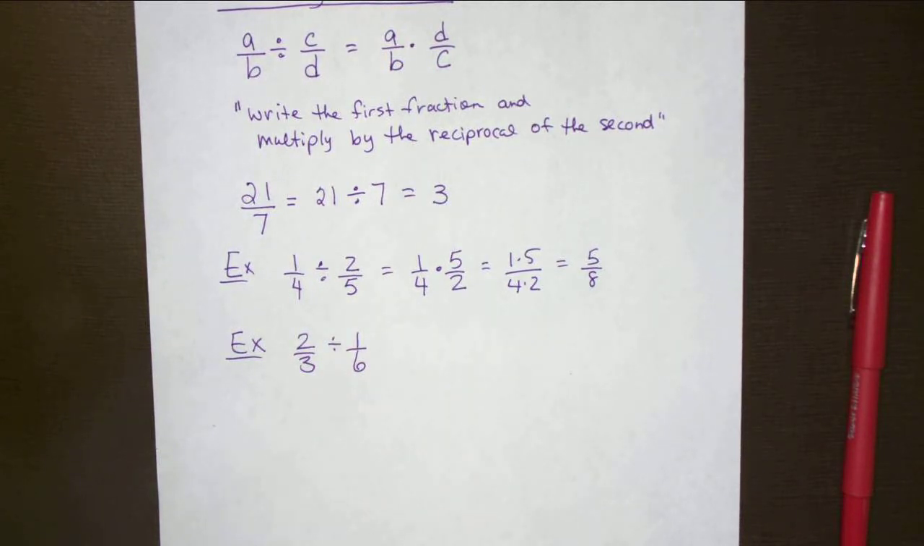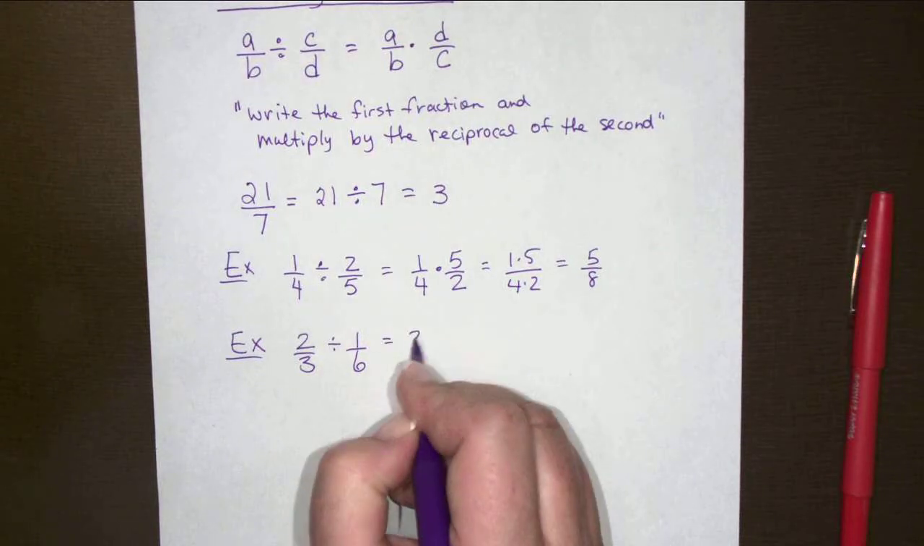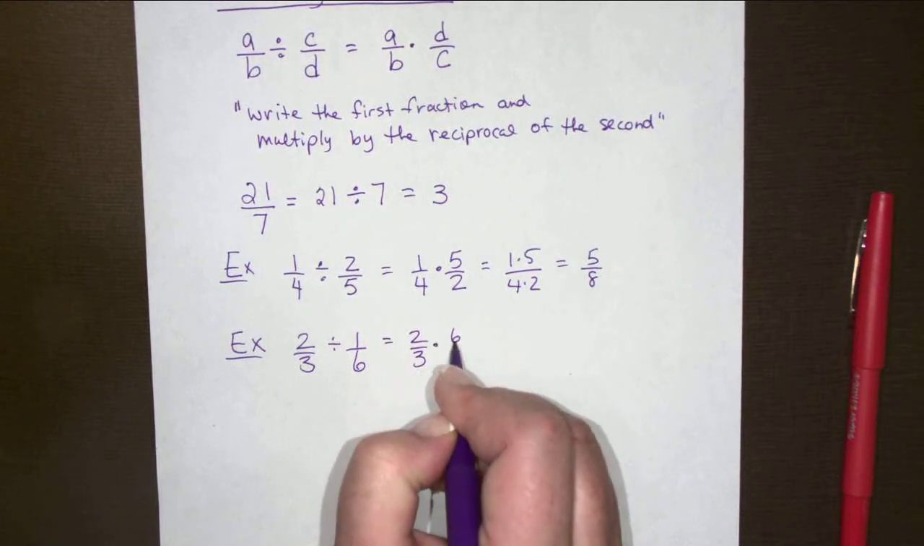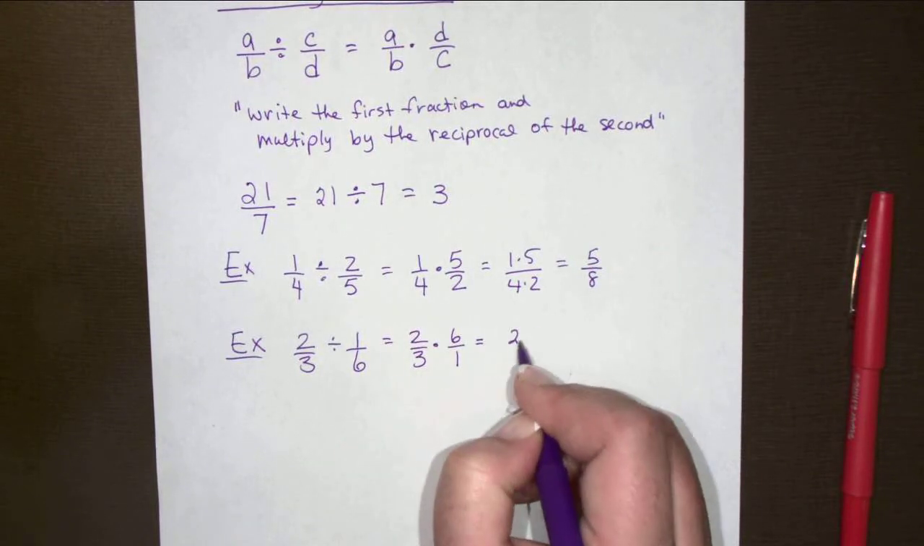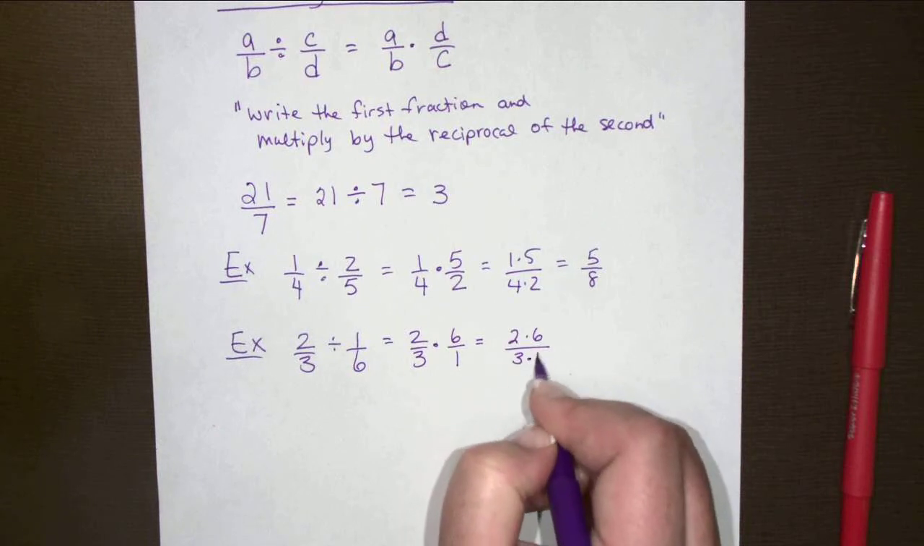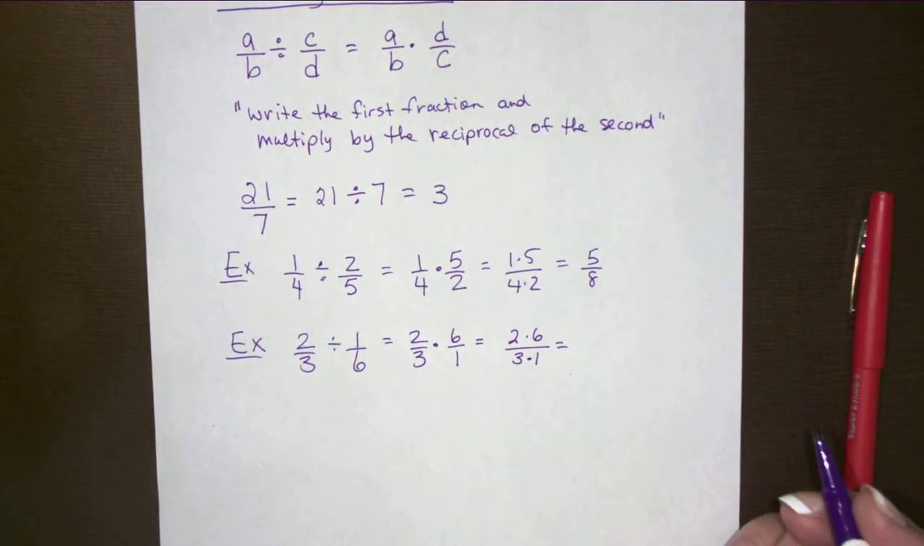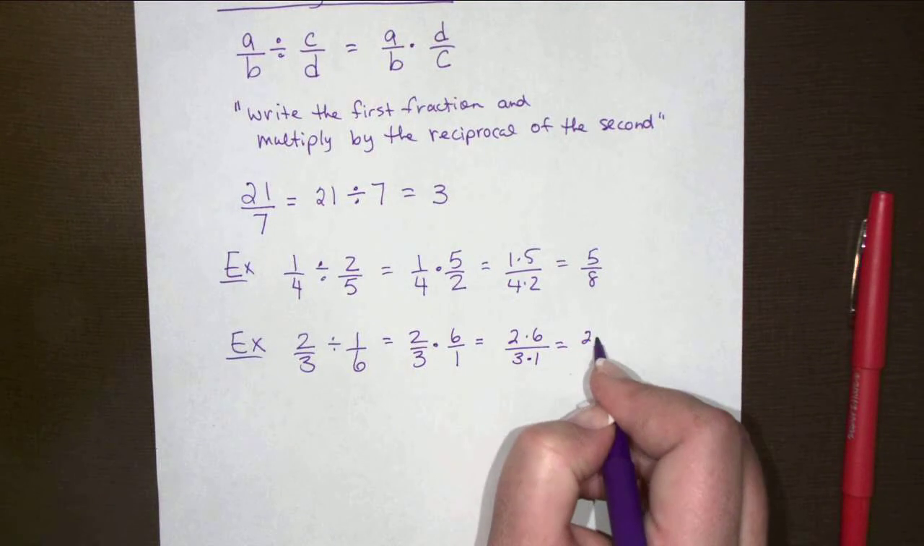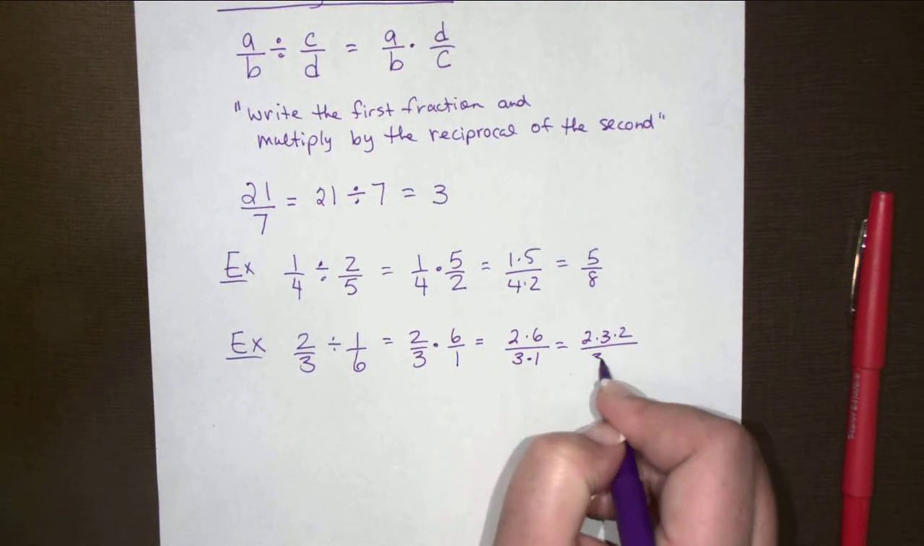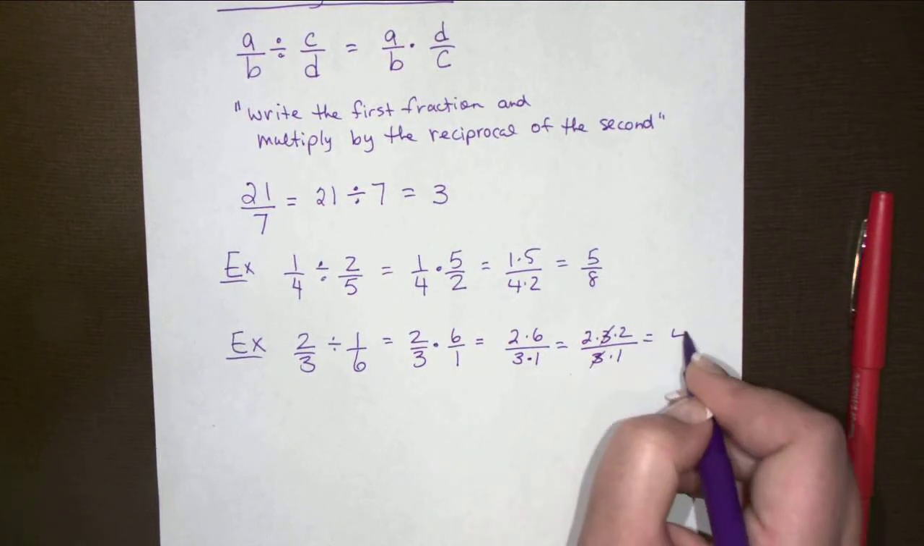Two-thirds divided by 1/6. Write the first one, flip over the second one, and then multiply. The 6 would have a 3 in it. So I would say this is 3 times 2. So we get 4/1, which is 4.